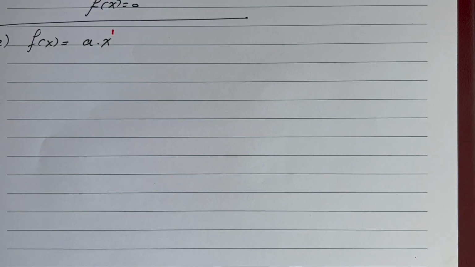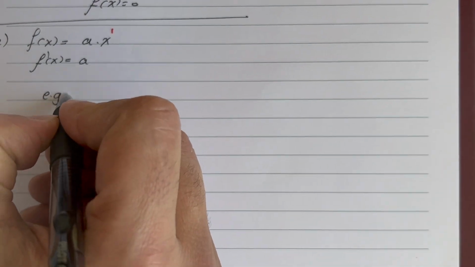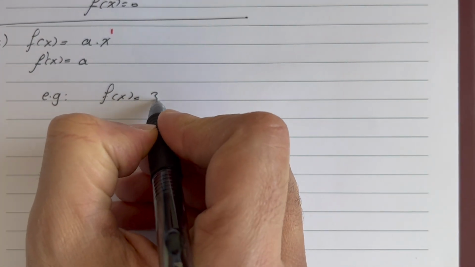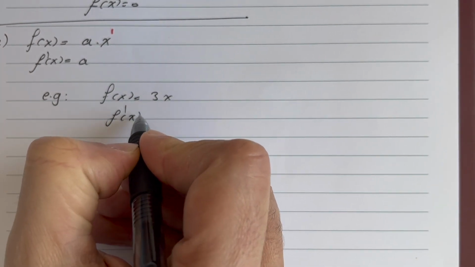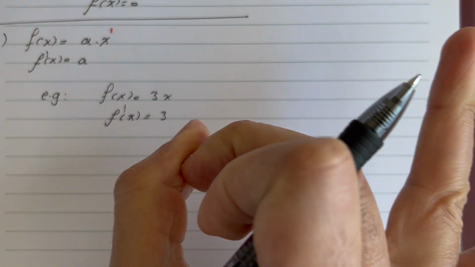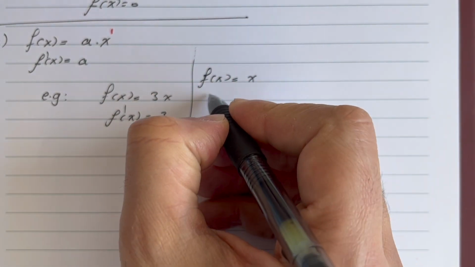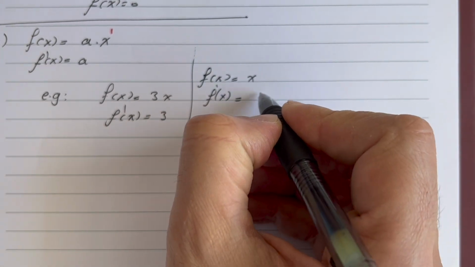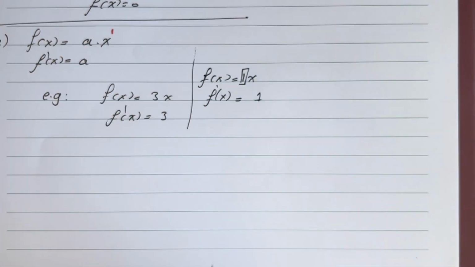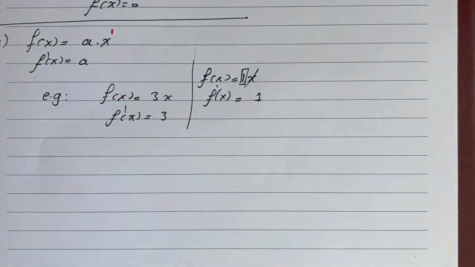Rule number two, if you have f(x) equals any number times x, x here is linear, so the power is 1, must be 1. So quickly you say the derivative is the coefficient, the linear coefficient, straight away. Example, if you have f(x) equals 3x, quickly you say the derivative is 3. So it's kind of getting rid of x. Another example, f(x) equals x. The derivative f'(x) is 1. So the number before x is 1. So we get rid of x.